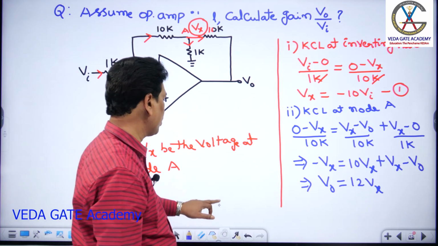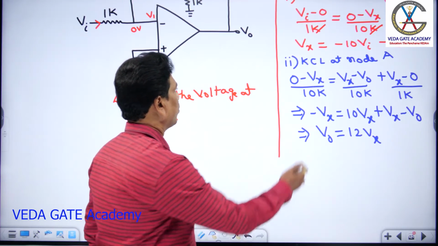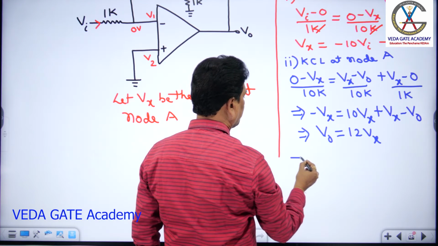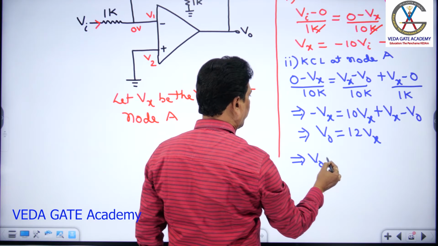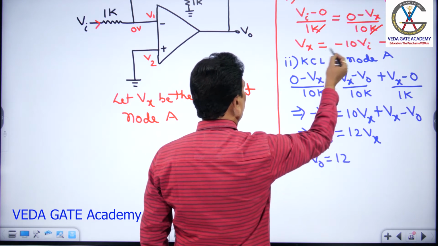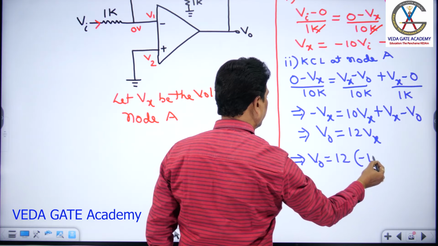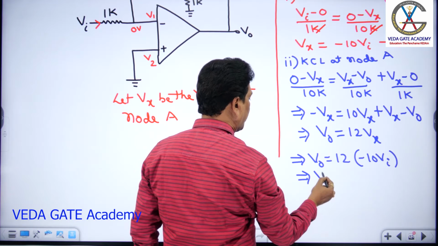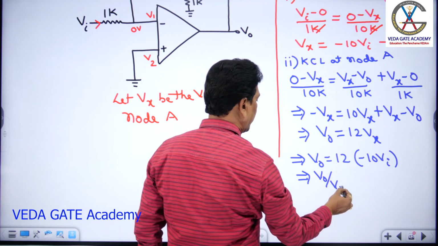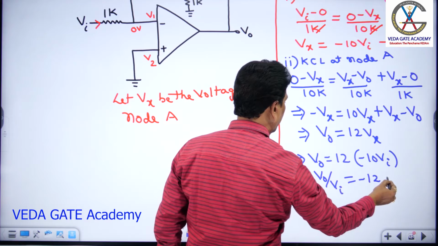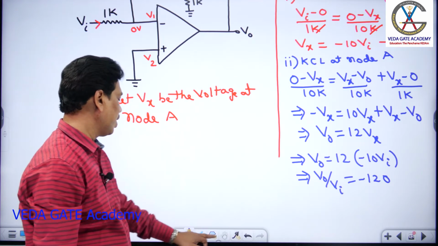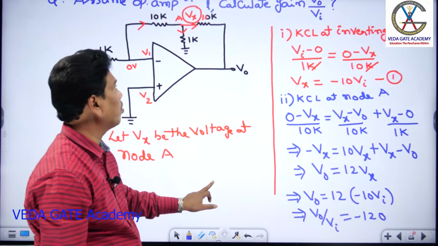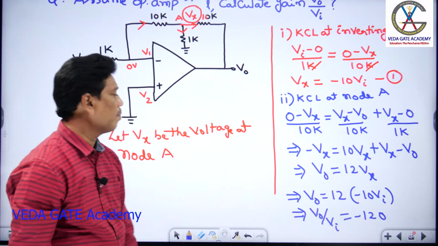Now I can substitute the value of Vx, which you already know, minus 10 Vi. So V naught equals 12 into minus 10 Vi. That becomes V naught by Vi equals minus 120. For this circuit we are asking the gain, so the gain of this circuit becomes minus 120.